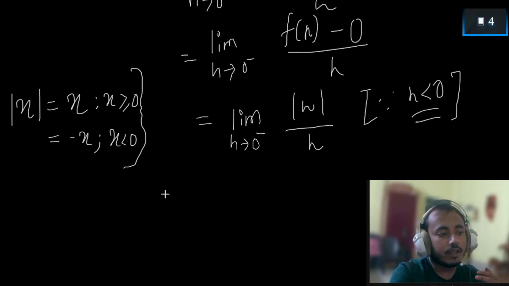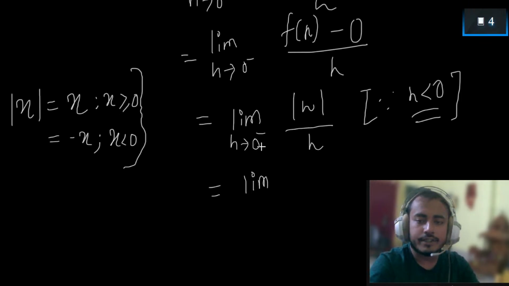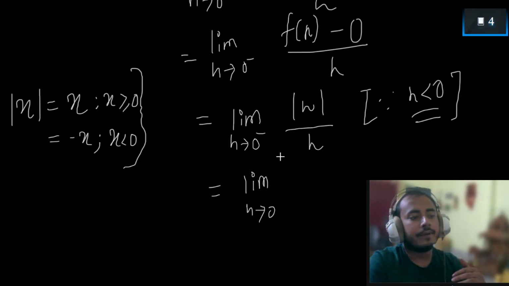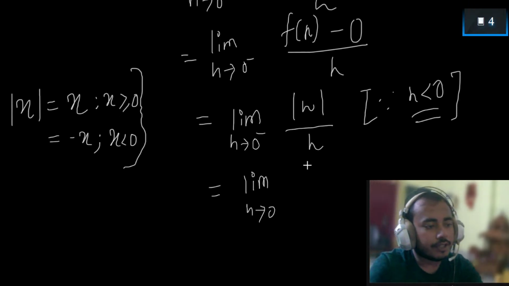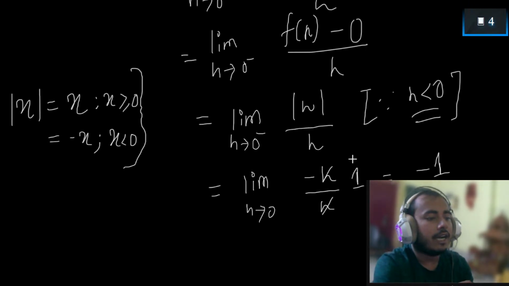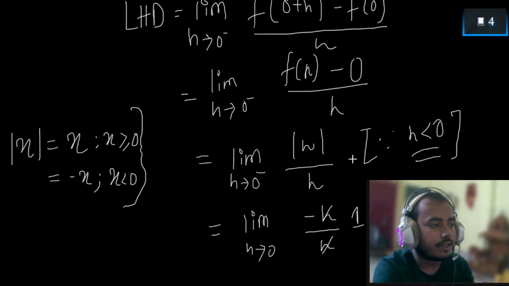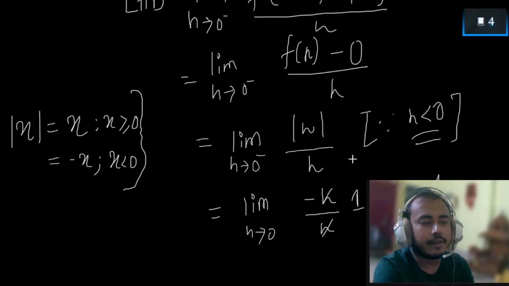Now, once we apply the property of mod, depending on h tends to 0 minus, we can simply write limit h tends to 0, and this becomes minus h upon h. If you cancel them, it simply becomes 1, so the answer is minus 1. So our left-hand derivative is simply minus 1. I think there are no doubts in that. If there are, please let me know. So this is how you calculate the left-hand derivative.